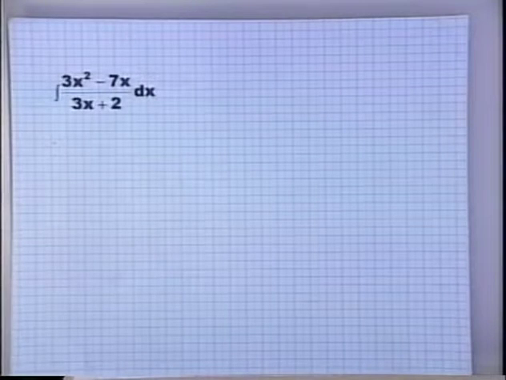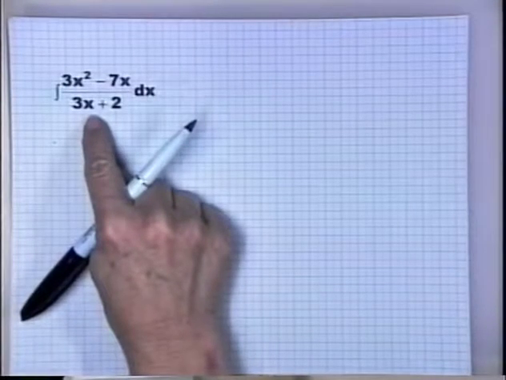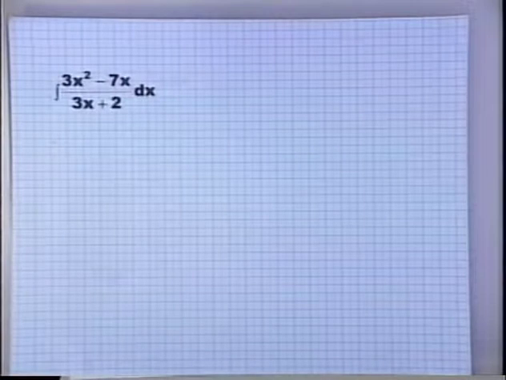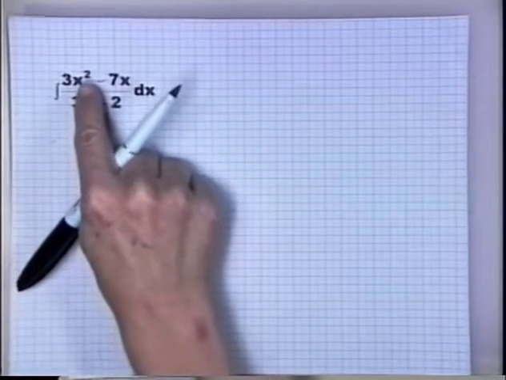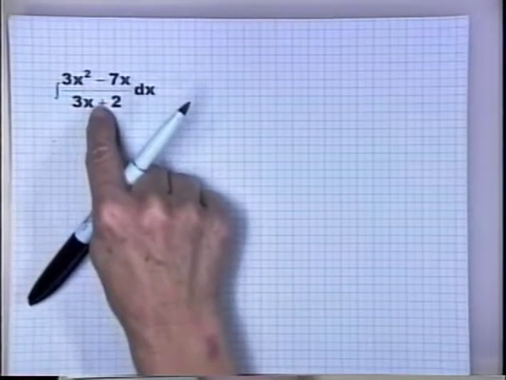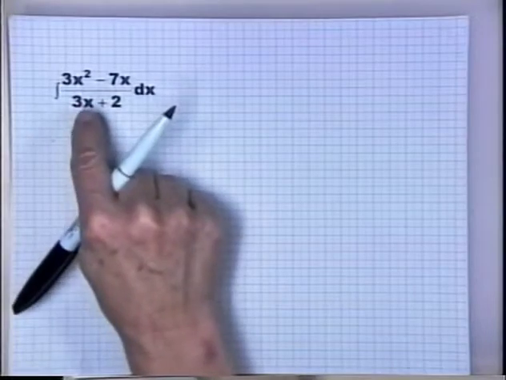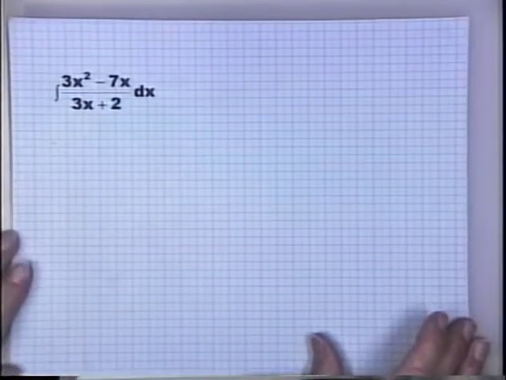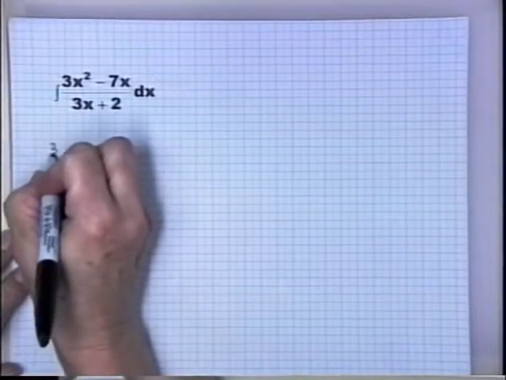Alright, so here's an integral. Find the antiderivative of 3x squared minus 7x divided by 3x plus 2 with respect to x. Well, here's what I think. Quotient form, the derivative of the denominator would just be a 3. I've got too much stuff up here for it to be just a 3. So it's not going to be a 1 over u du. Notice the powers. That power is bigger than this one. That's an improper fraction. So we need to divide this one out and then take a look at it.